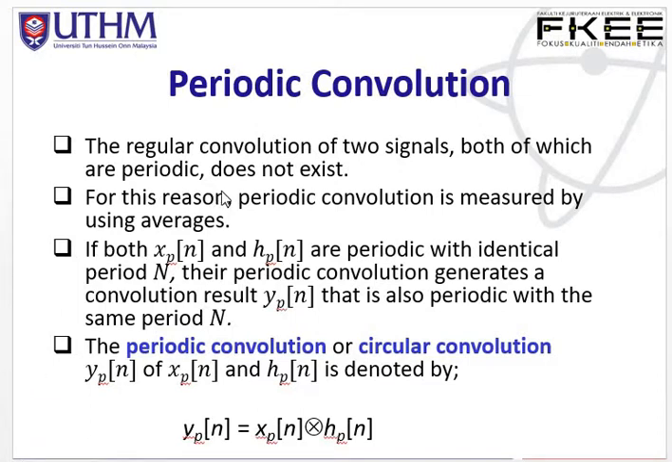So periodic convolution is measured by using the average. If the P refers to periodic, if xp[n] and hp[n] are periodic with an identical period of N, and the number of periods is known, their periodic convolution generates a convolution result called yp[n], that is also periodic with the same period N. The periodic convolution or circular convolution can be denoted by yp[n] equal to xp[n] convolved with hp[n].